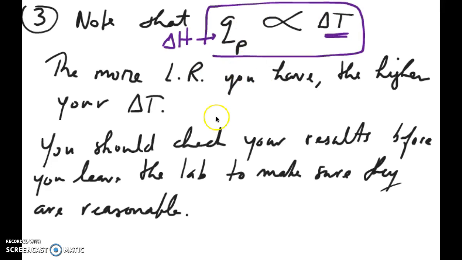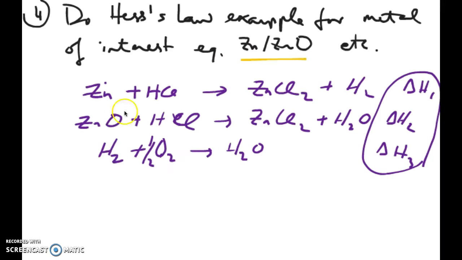So you need to check your data with me before you leave, just to make sure that everything looks reasonable. And try to do that calculation using Hess's Law with the metals that you might be working with, zinc or magnesium, just to see if you can manipulate those reactions so you can get the enthalpy of combustion for the metal in the end.